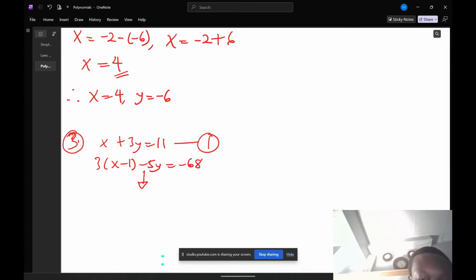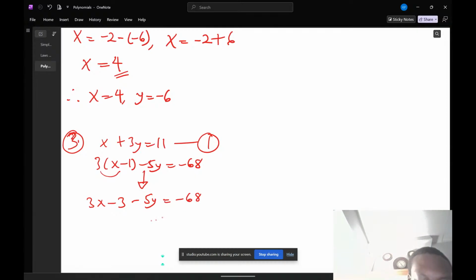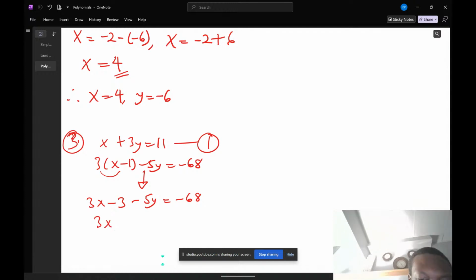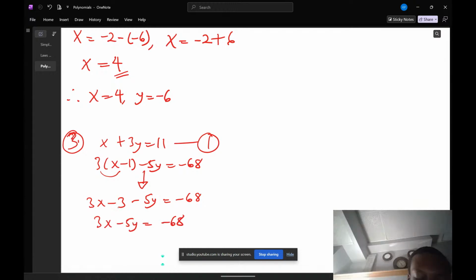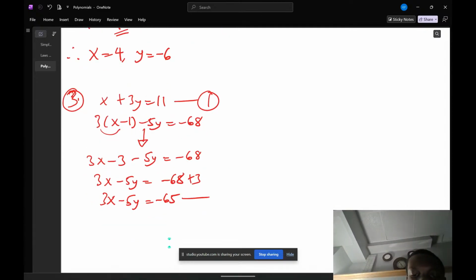So now let's use 3 to open this bracket. So we have 3x minus 3 minus 5y is equal to minus 68. So 3x minus 5y is equal to minus 68. We now take minus 3 to the other side, it becomes plus 3. So we have 3x minus 5y is equal to minus 65. So now we have our equation 2.